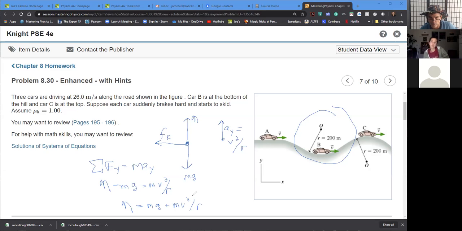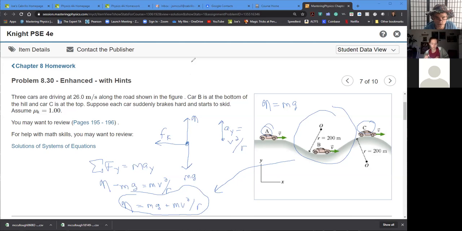So the only difference between these three cases is basically the normal force. In case A, the normal force is just equal to the weight mg. In case B, the normal force is mg plus mv squared over r. And for case C, you do the same thing and get a slightly different normal force: mg minus n equals ma for the last one.